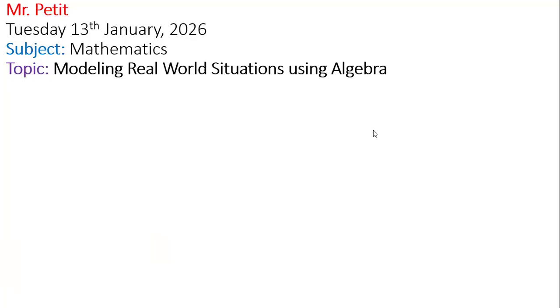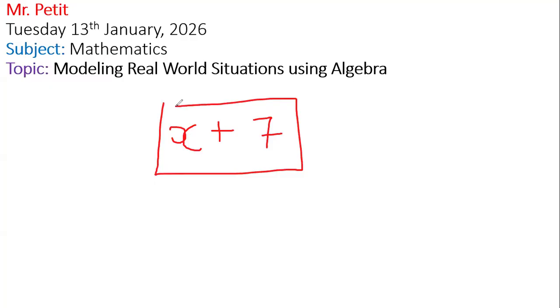We talked about how to express certain mathematical statements in algebra. So if I say a number increased by 7, how could I write that? X plus 7. Very good. So I could say X plus 7 because it's a number increased by 7, so it's basically adding 7 to X.